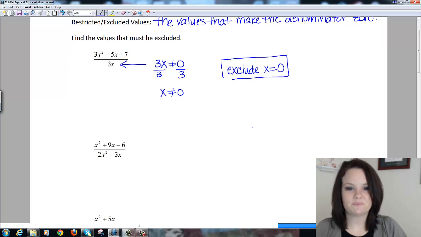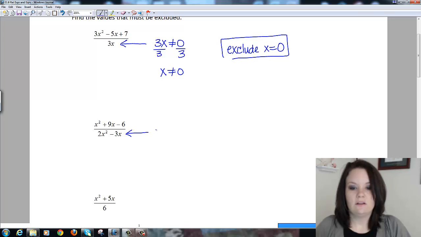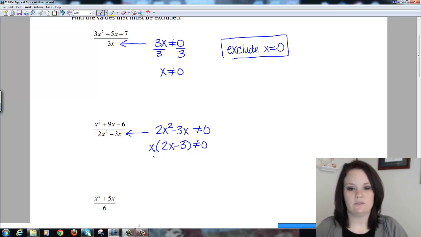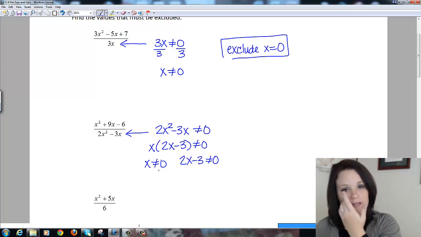Let's look at another one. On this one, same idea. I look at the denominator. I say that 2x squared minus 3x cannot equal 0, and then I factor it. So here I can take out an x, and I'm left with 2x minus 3. And then since it's completely factored, I set each factor equal to 0 to solve for my excluded values. So this means x can't be 0, and 2x minus 3 can't be 0. Now x can't be 0 is already solved, simplified as much as possible.